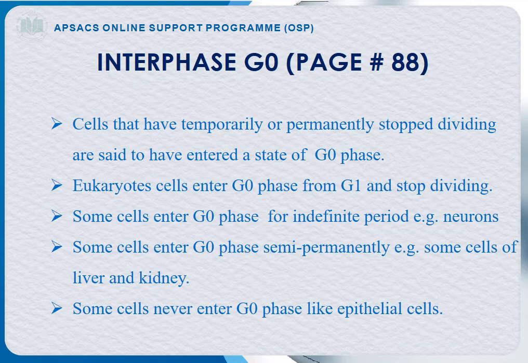Interphase, G0 phase. G0 phase is the resting phase where the cell has left the cycle and has stopped dividing. Cells that have temporarily or permanently stopped dividing are said to have entered a state of G0 phase. Eukaryotic cells enter G0 phase from G1 and stop dividing. Some cells enter G0 phase for an indefinite period, for example, neurons. Some cells enter G0 phase semi-permanently, for example, some cells of the liver and kidney. Some cells never enter G0 phase, like epithelial cells.